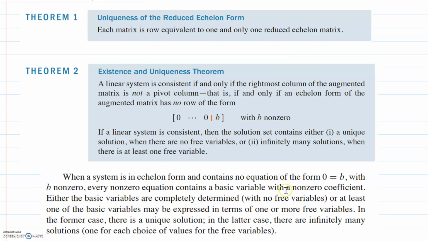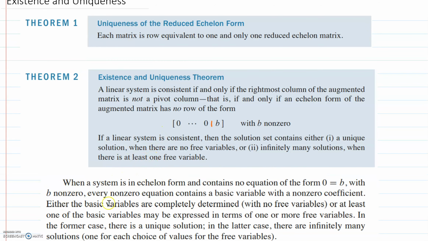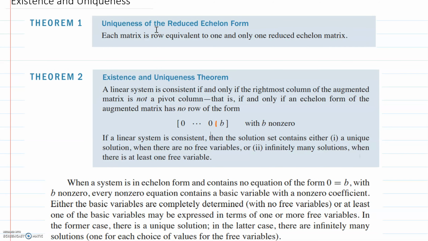So that means it exists. In the former case, there is a unique solution. In the latter case, there are an infinite number of solutions. So if it exists, then there's either one unique solution or there's not. So this is the justification for Theorem 2. For Theorem 1, the proof is at the end of the book in the appendixes, but you need a future chapter to be able to understand that. But you can go ahead and check that out if you're interested.